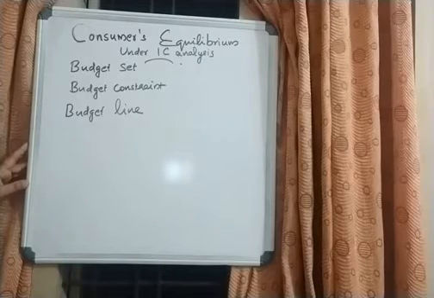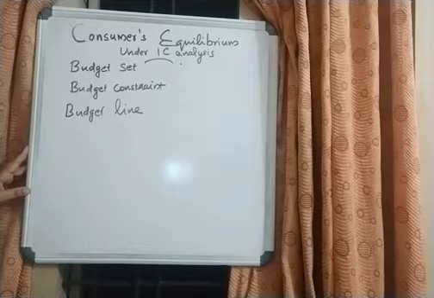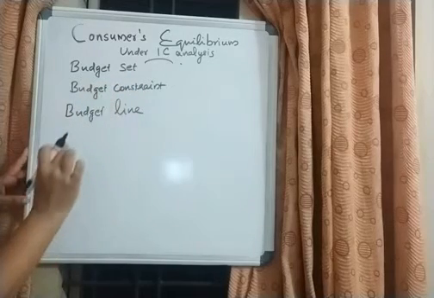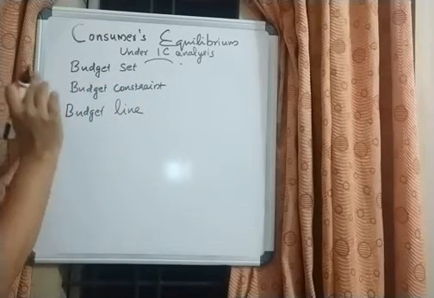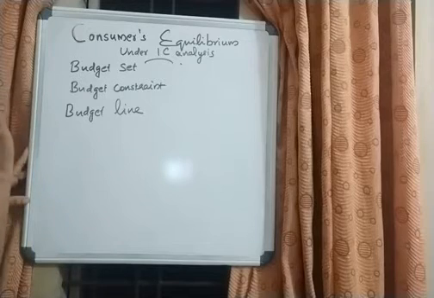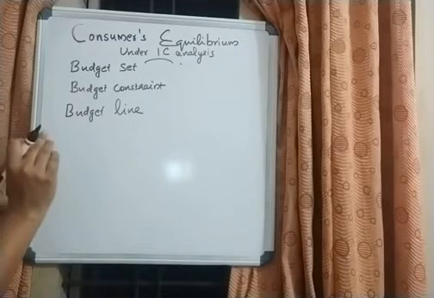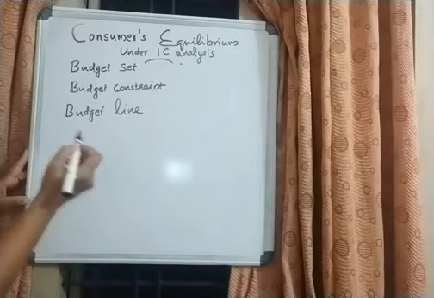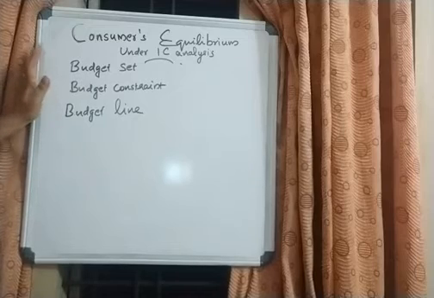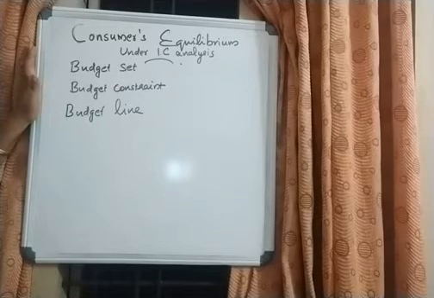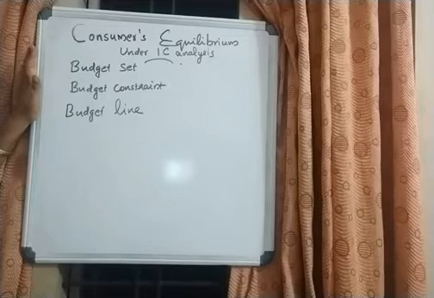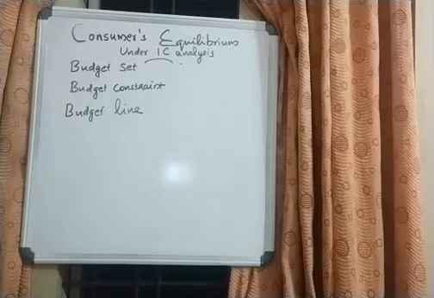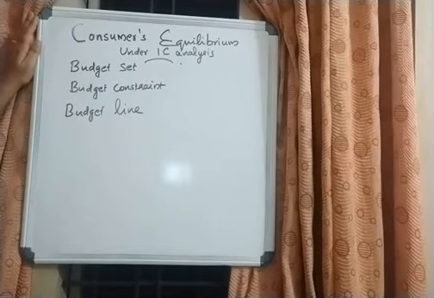Before studying this indifference curve analysis, we have to study some other terms. They are budget set, budget constraint and budget line. In the indifference curve analysis, the consumer's equilibrium is explained with the help of indifference curve and budget line. The first is budget set. Budget set refers to a set of bundles of goods available to the consumer.